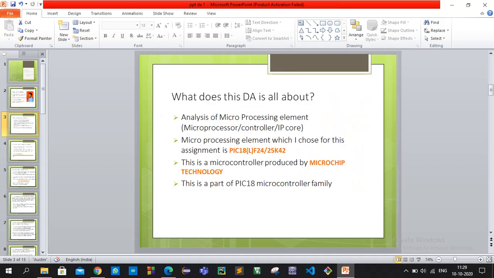Coming to this DA, what is this DA all about? As I said earlier, this is all about gaining knowledge about a microprocessing element, and how I did that and what are all the problems I faced. This DA is all about analyzing a microprocessing element. The microprocessing element which I chose for this assignment is one of the microcontrollers from the PIC18 family. This microcontroller is produced by Microchip Technology.